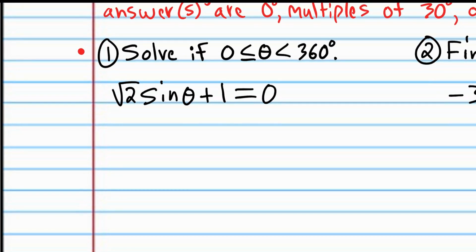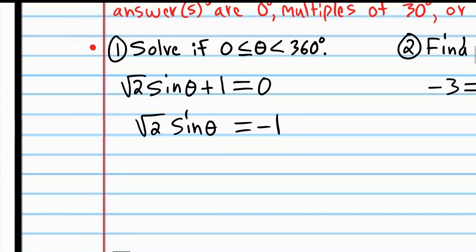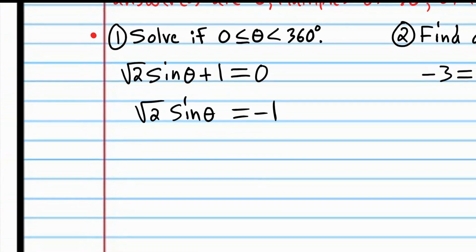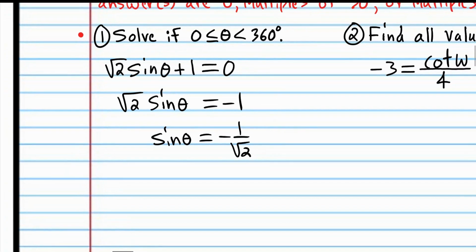So first thing we need to do is isolate the trigonometric expression. So we're going to subtract 1 from both sides, and you can do these steps. There's 2 steps to isolate. You can do them at the same time if you want, but I'm just going to go slow here. So we subtracted 1 from both sides and divided both sides by root 2.